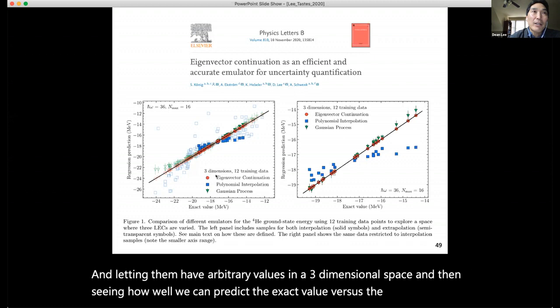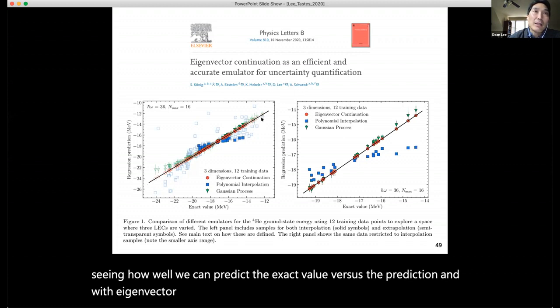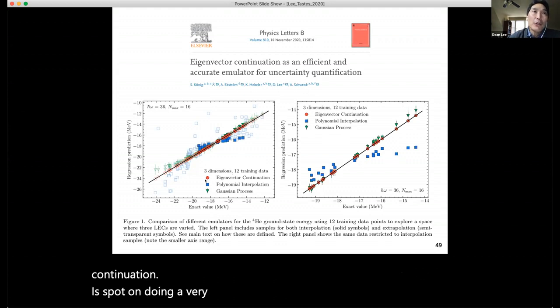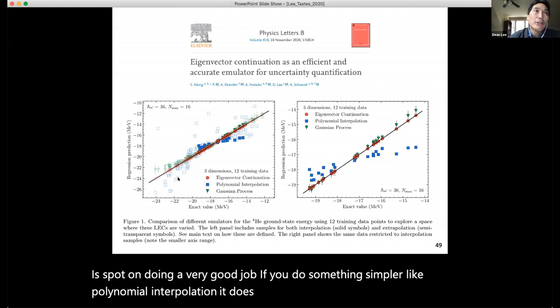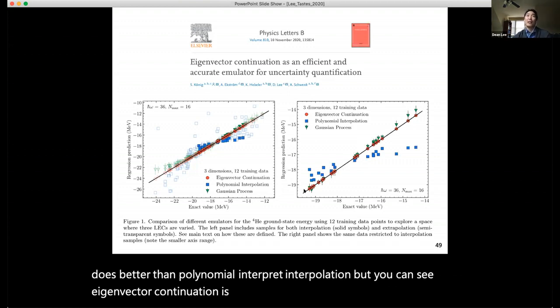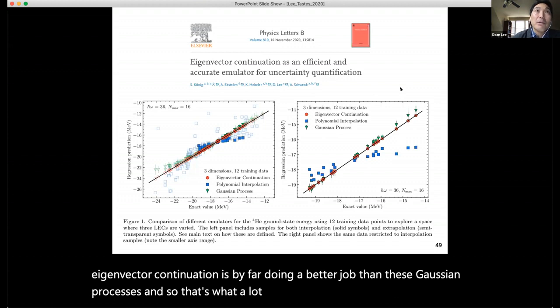And with eigenvector continuation, you can see the black line is the exact value, so they should match. You can see eigenvector continuation is spot on, doing a very good job. If you do something simpler like polynomial interpolation, it does a rather poor job. Gaussian processes do better than polynomial interpolation, but you can see eigenvector continuation is by far doing a better job than these Gaussian processes. And so that's what a lot of groups are now interested in trying to apply in their calculations.